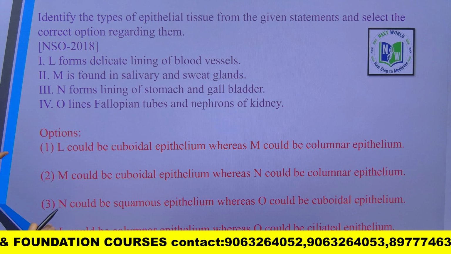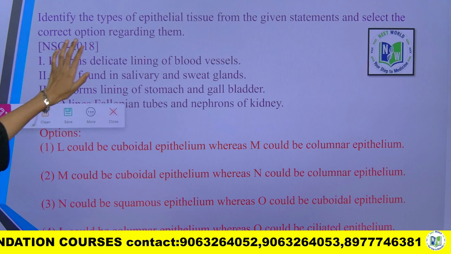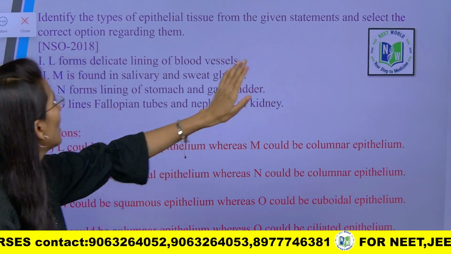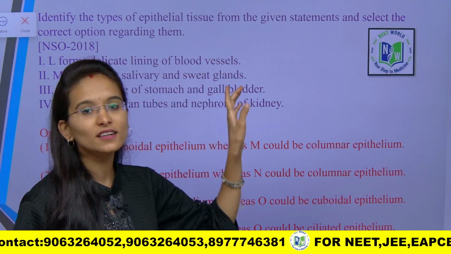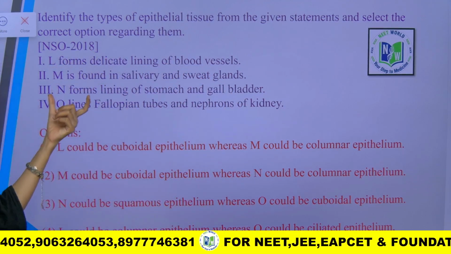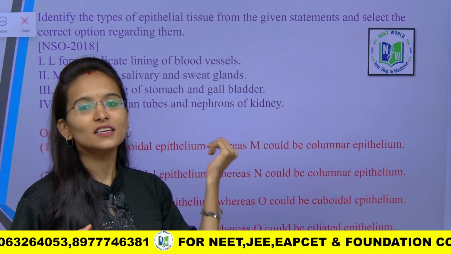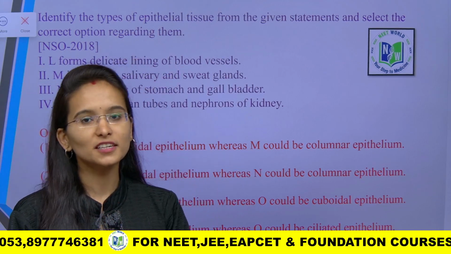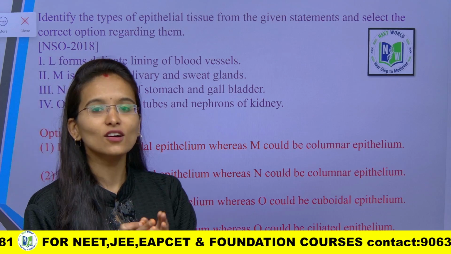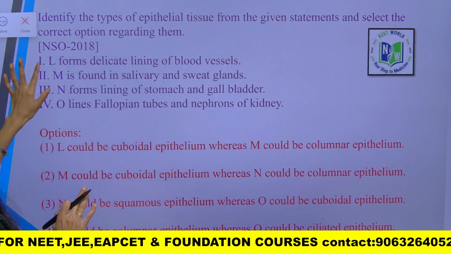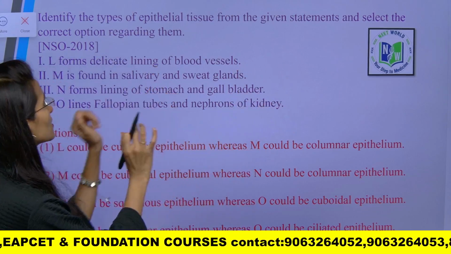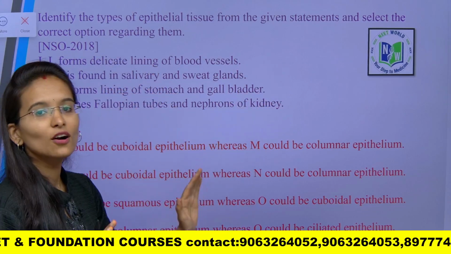Coming towards the next most important question: identify the types of epithelial tissues from the given statements and select the correct option regarding them. Here are the given statements. In these statements you need to match the correct pair with the correct functions of that particular tissue. First let's label all the tissues here in the statement, so later we can solve the options.